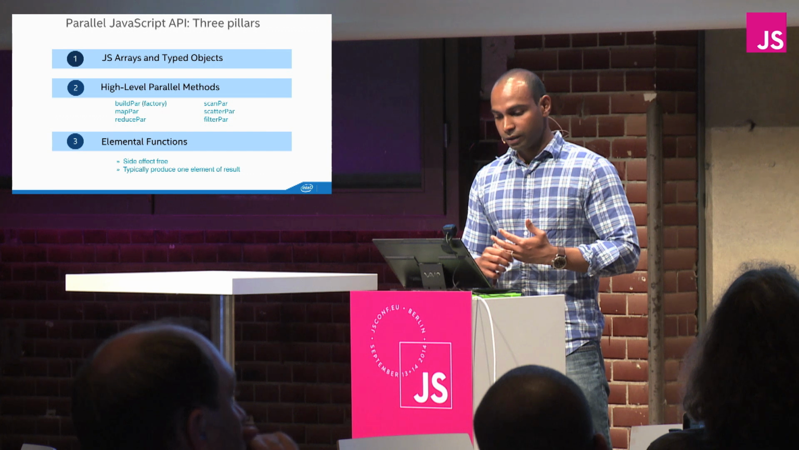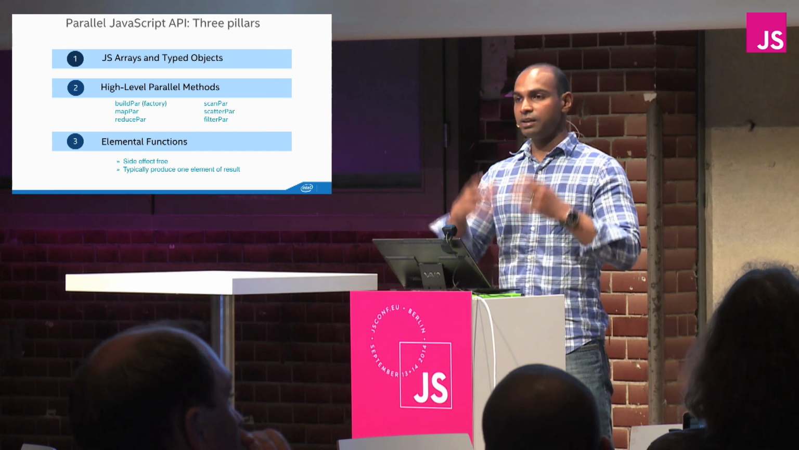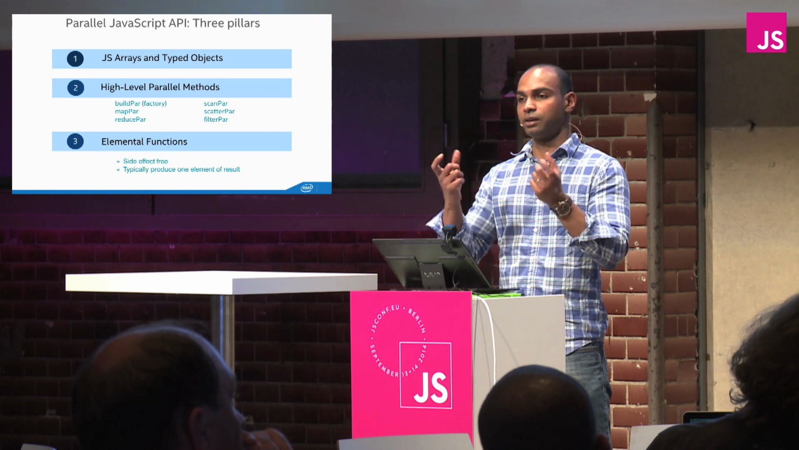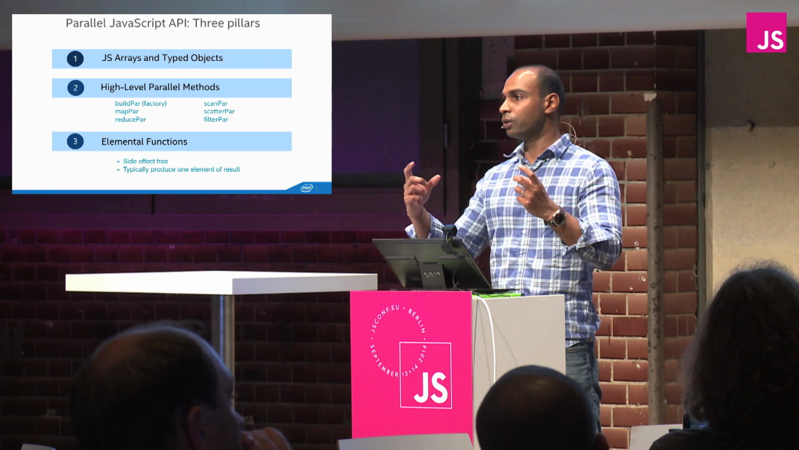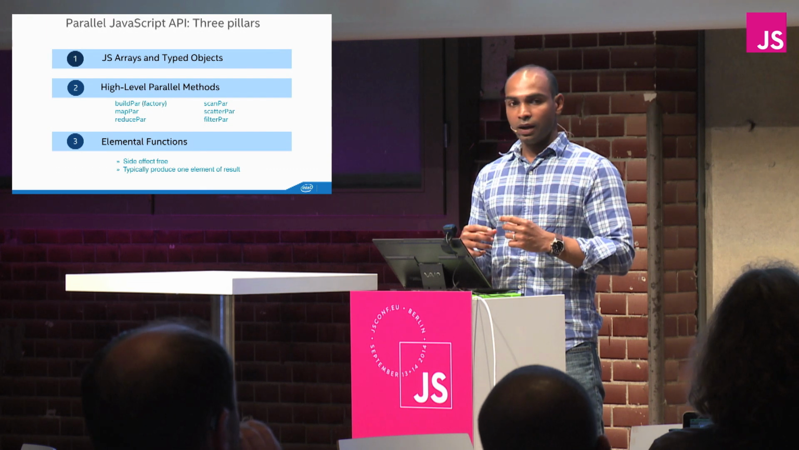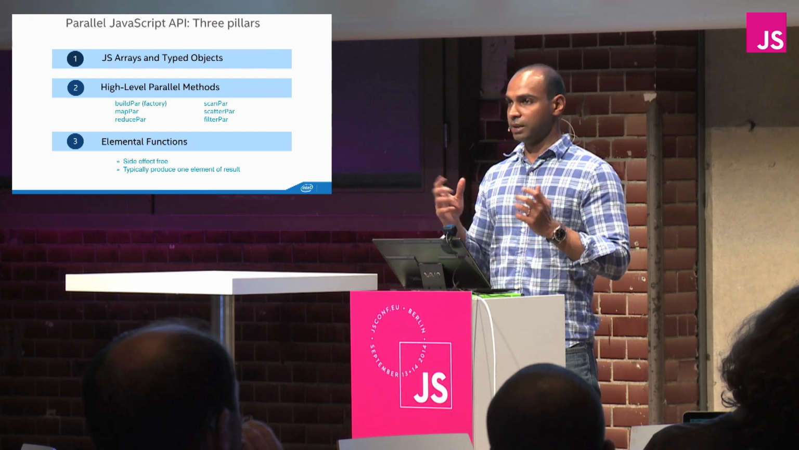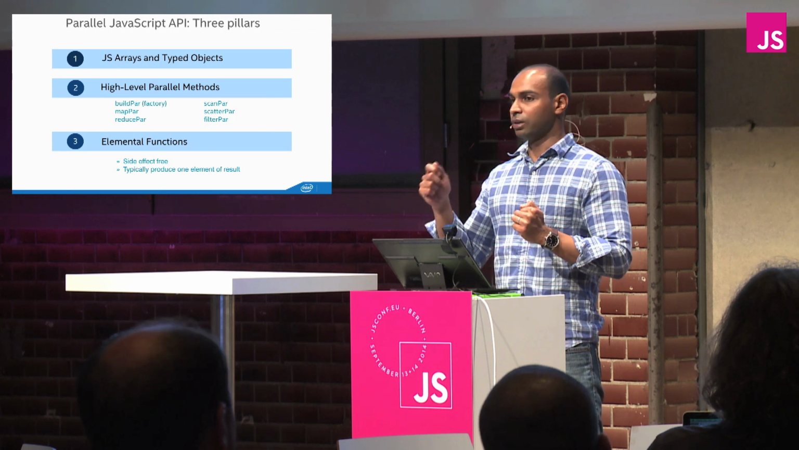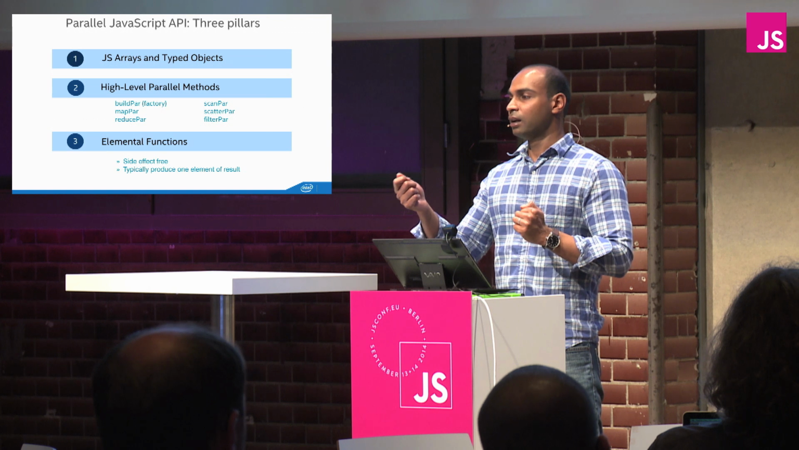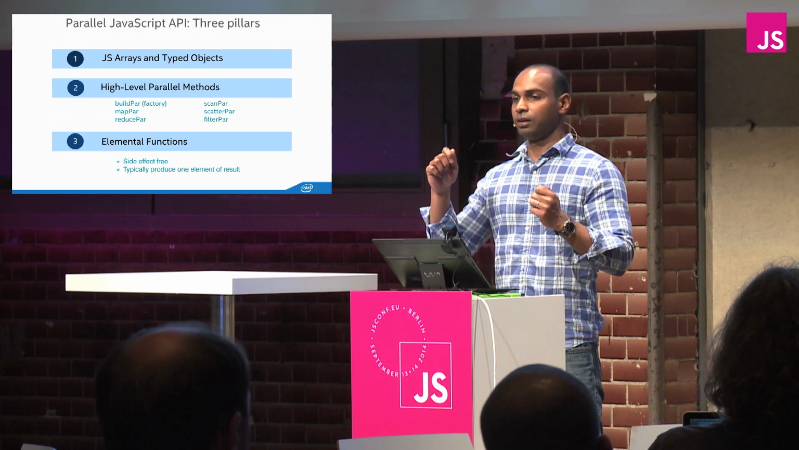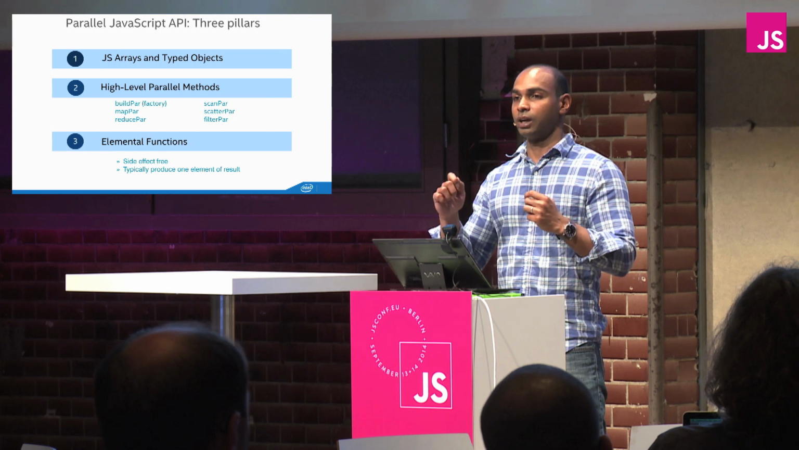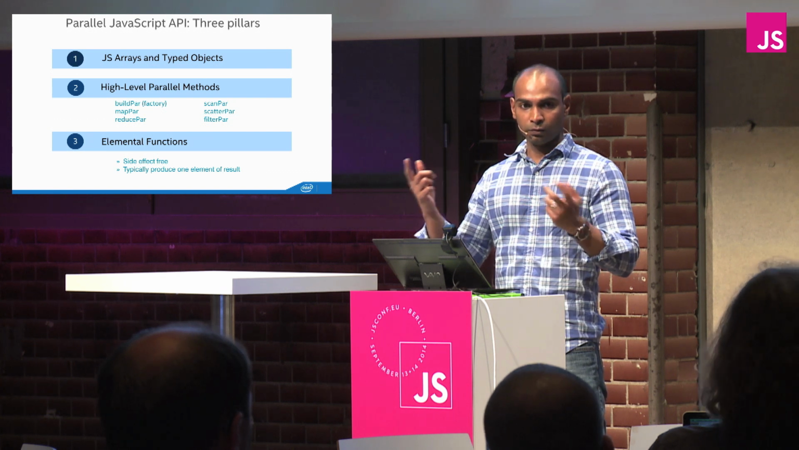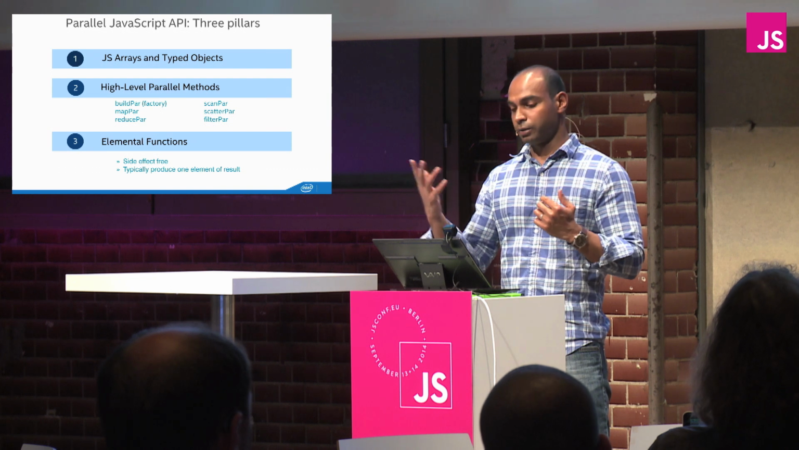The third component is elemental functions. These are just regular JavaScript functions that are the things that are executed in parallel across cores, on GPUs, and so on. But there's one important caveat. They have to be side effect free. That is, they cannot alter global state. So a global state may, for example, be a global variable, right? In a parallel region, in an elemental function, you cannot change global state. You can read it, but you cannot write to it.